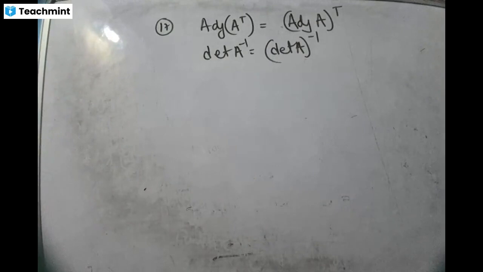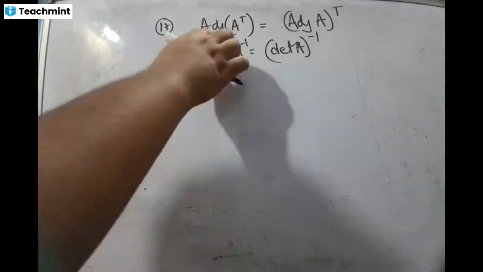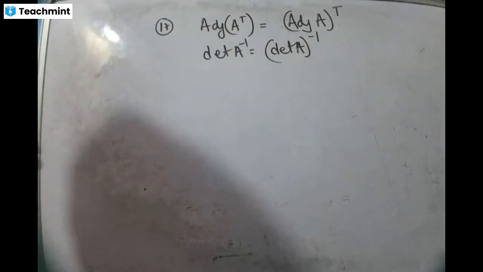So they can give you one practical question based on this also. They can ask you to find the adjoint of A transpose. So what you can do is you find out the adjoint of A, then you take the transpose instead of finding the adjoint of A transpose. Is that clear? Okay, so this is question number 17.